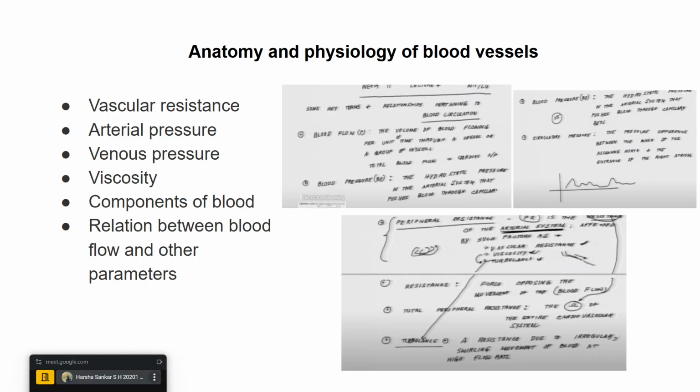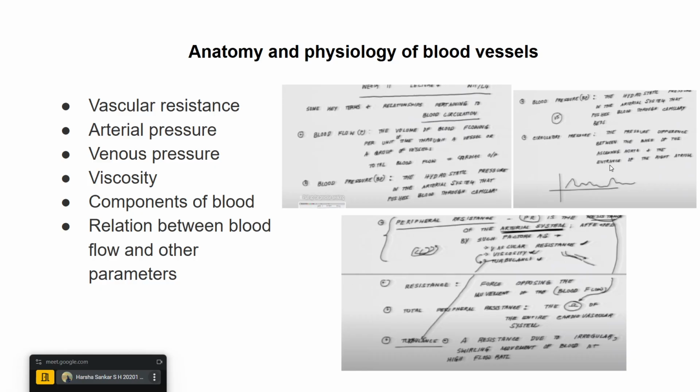So whenever there are particles and conditions such as it's increasing, there will be a resistance. Total peripheral resistance is the total resistance of the entire cardiovascular system. Turbulence means a resistance due to irregular swirling movement of blood at high flow rate. Blood pressure is the hydrostatic pressure of the arterial system that pushes blood through the capillary bed.